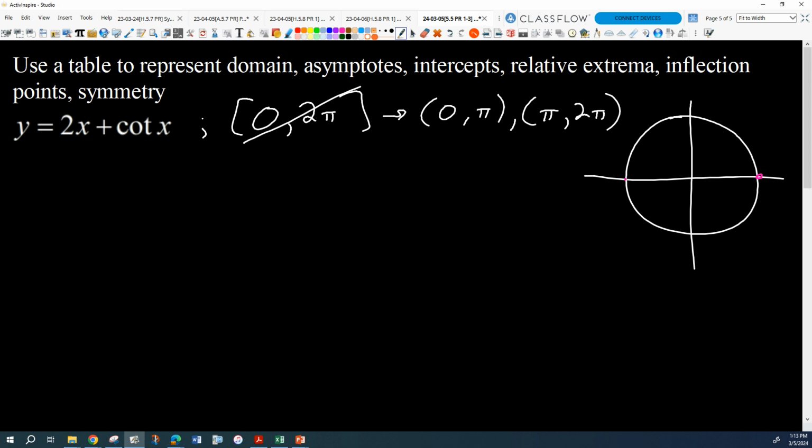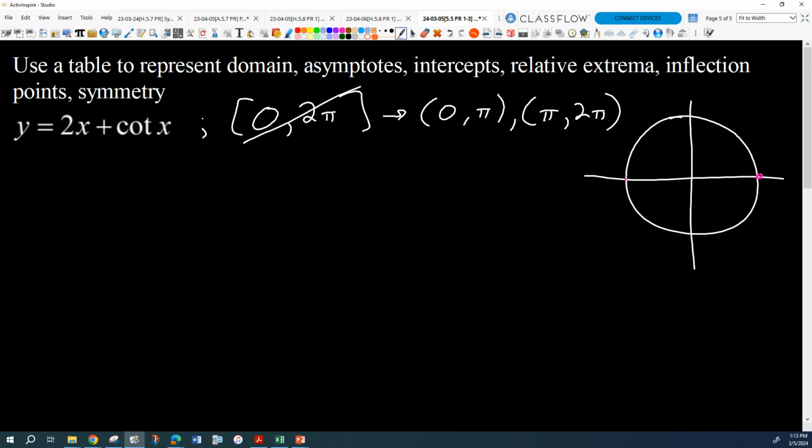Okay? All right. Now what? Could do a symmetry test, but let's not bother. Symmetry is useful, but we don't have to have it. What's the first step?